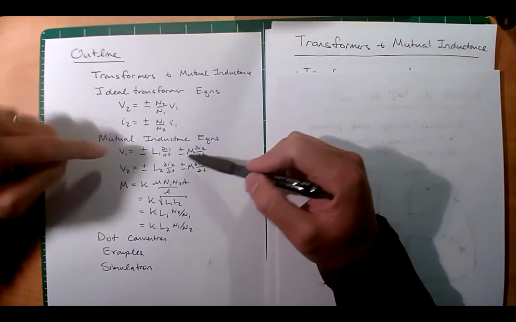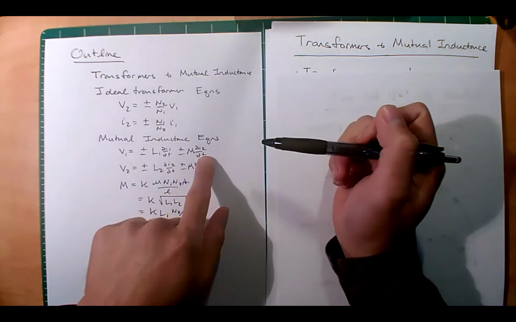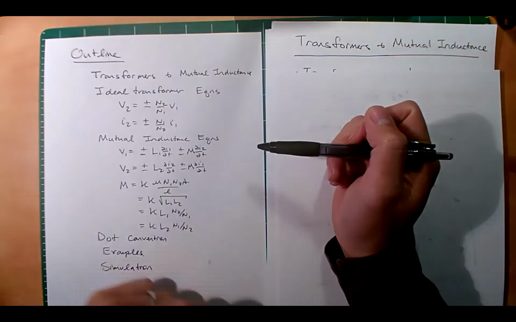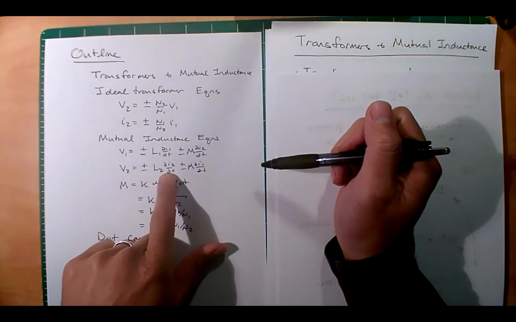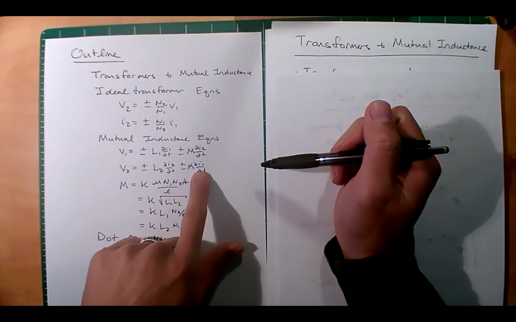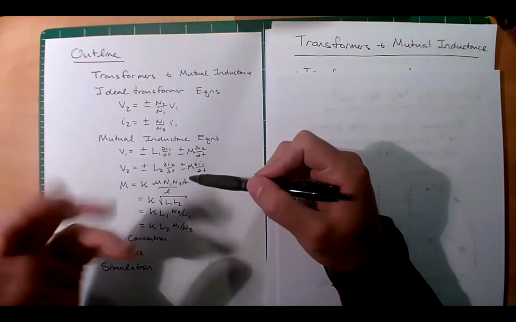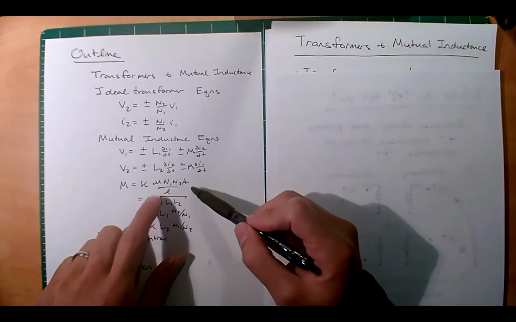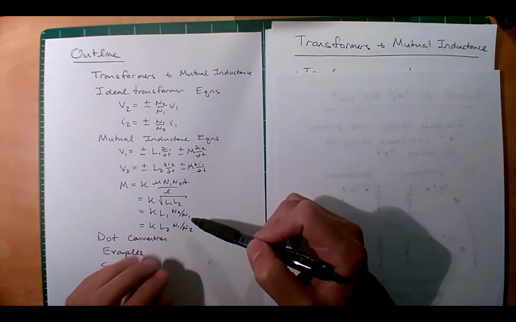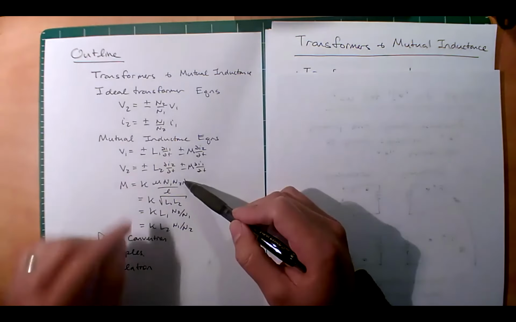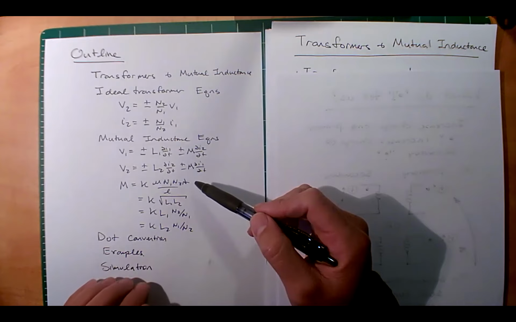So V1 is dependent on the derivative of its own current and the derivative of the secondary current times this mutual inductance. And then V2, the voltage on the secondary side, is equal to the derivative of its own current and the derivative of the primary current. This mutual inductance looks very similar to the regular self-inductance equation, but there are also a few more forms of the same equation. These are all equivalent. To determine these signs, we'll introduce the dot convention, go over a few examples, and then look at a simulation.